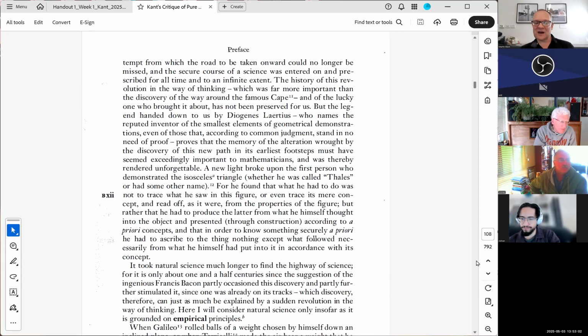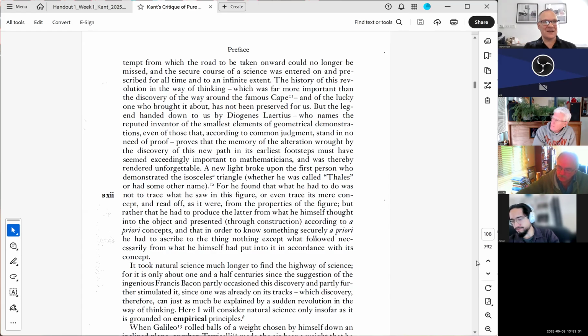It took natural science much longer to find the highway of science, to become a genuine science. For it is only about 1.5 centuries since the suggestion of the ingenious Francis Bacon partly occasioned this discovery and partly further stimulated it. So there was already a Kepler and a Copernicus, but there wasn't yet a Bacon to really give clarity to what a science means, to what a natural law is.